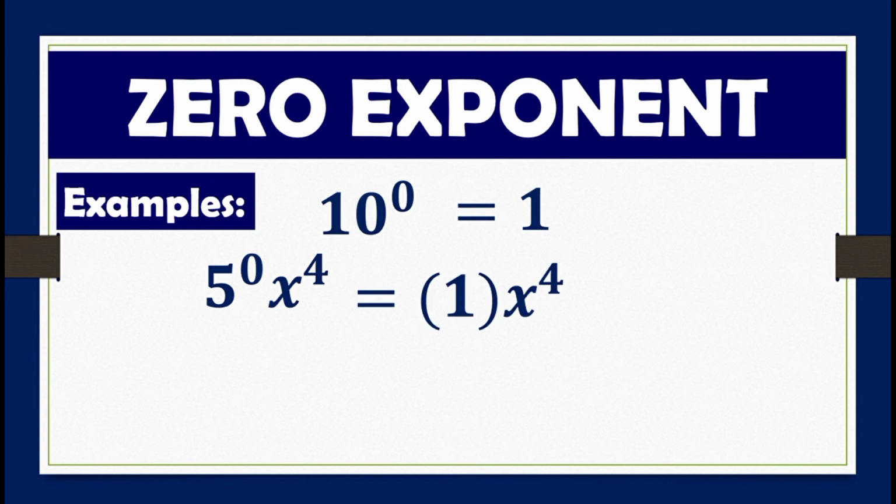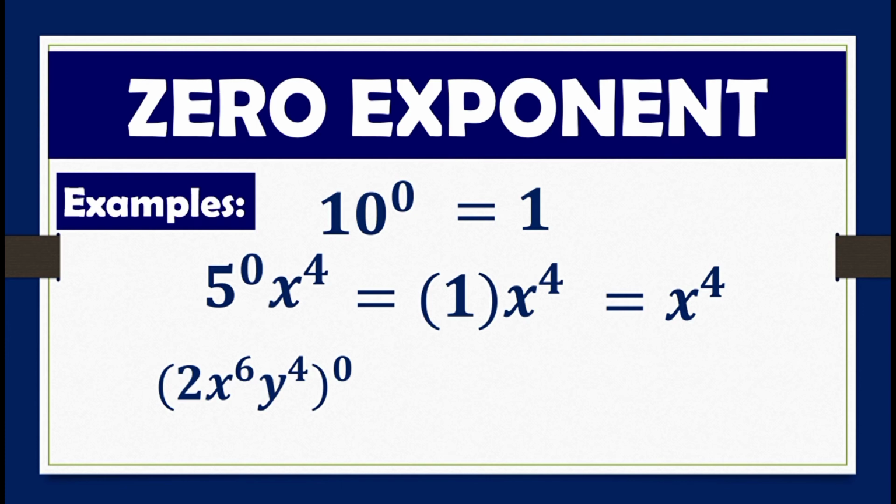Then we'll copy x to the fourth. So simplifying this expression, that is equal to x to the fourth. And quantity 2x to the sixth y to the fourth, raised to 0. The whole expression is raised to 0, therefore, the result will be equal to 1.